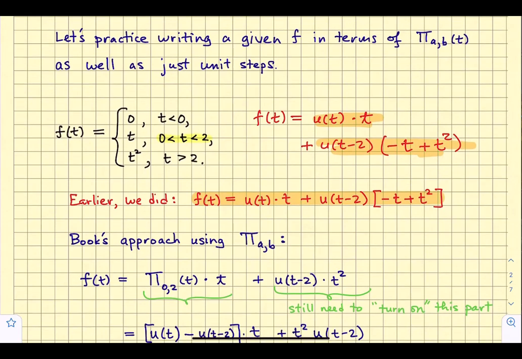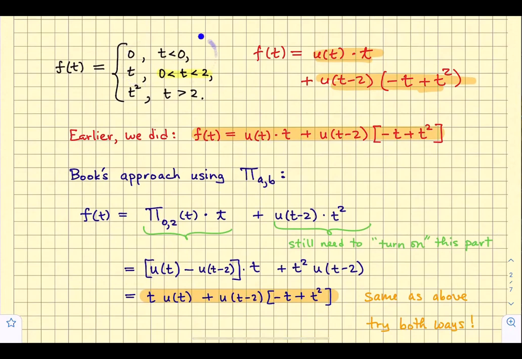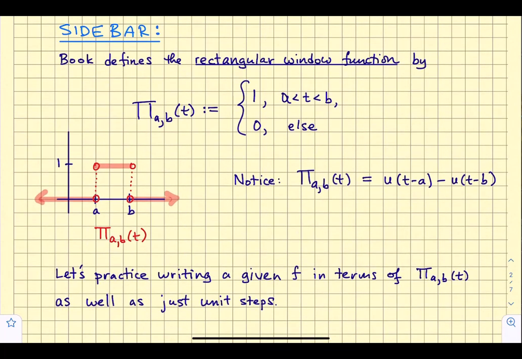So let's practice writing a given function f in terms of the rectangular window function as well as just in terms of unit steps. Here's the function we had just a moment ago, and we already wrote it down in terms of unit steps using the switching on, switching off idea. And so here's our answer. So now let's practice using the book's approach to write this function down. And one of the upsides to this approach is, remember, the rectangular window function already has the on and off built into it.